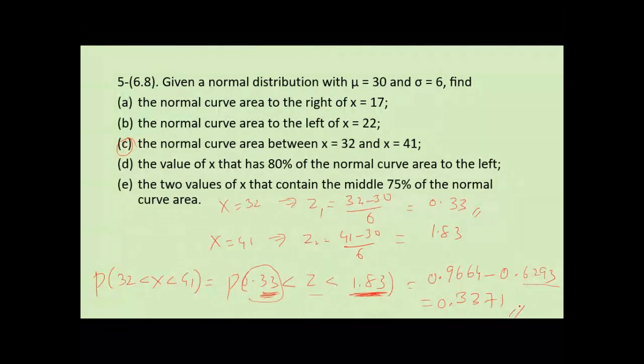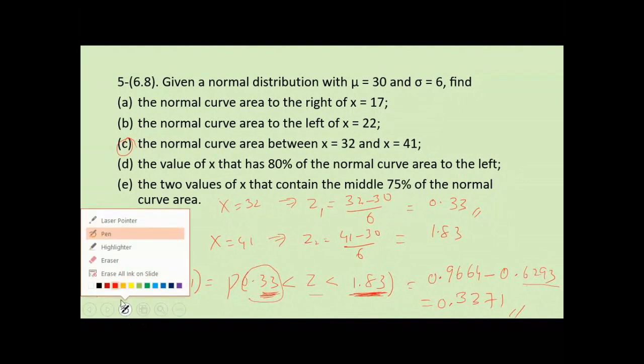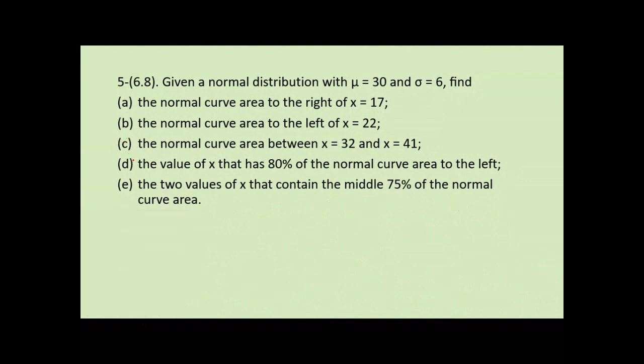Okay. Now I think the idea is clear for normal distribution. So we stop with this problem. We move to two more questions. Now 80% of the normal curve. Okay, read the question carefully. D. The value of x that has 80% of the normal curve area to the left.